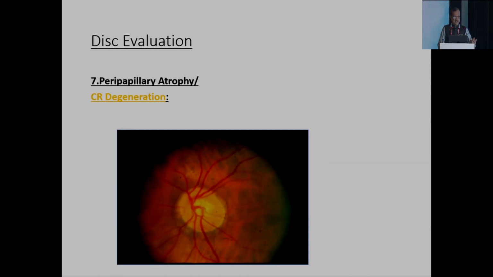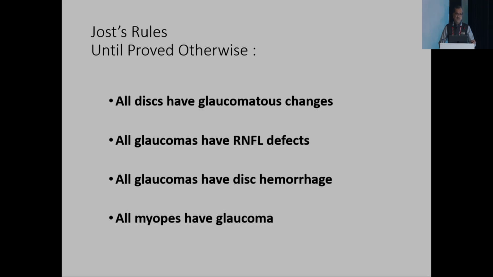The chorioretinal degeneration can give you a general reduction of sensitivity on the Humphrey visual field. Whenever you are looking at the disc, always follow Joe's rules. Until proved otherwise, all discs have glaucomatous changes, all glaucomas have RNFL defect, all glaucomas have disc hemorrhage, and all myopes have glaucoma. Look out carefully for these factors and say no, they don't have glaucomatous changes. Look out for it and say that there are no RNFL changes. Look out and say that there is no hemorrhage, and always suspect glaucoma in myopes and rule it out.